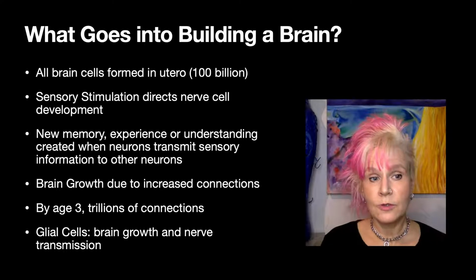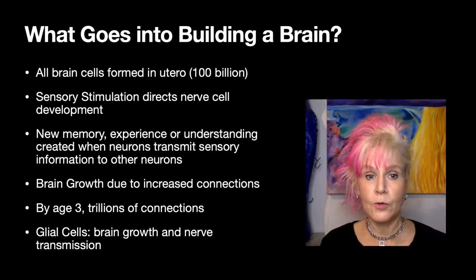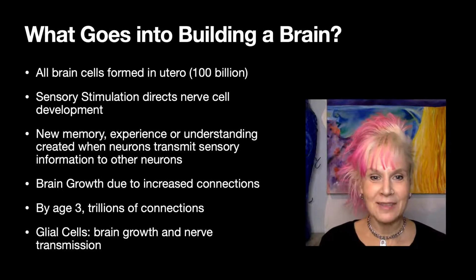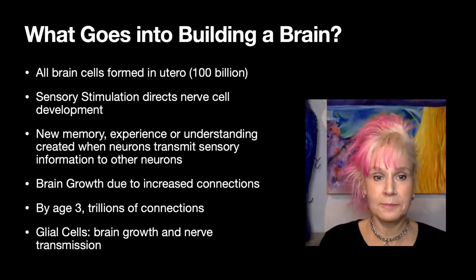Now, there are other cells that are important called glial cells, and these are important for brain growth and neurotransmission. I'm just going to mention that. We're not going to really go into it too much, but they are really super important for brain function as well.